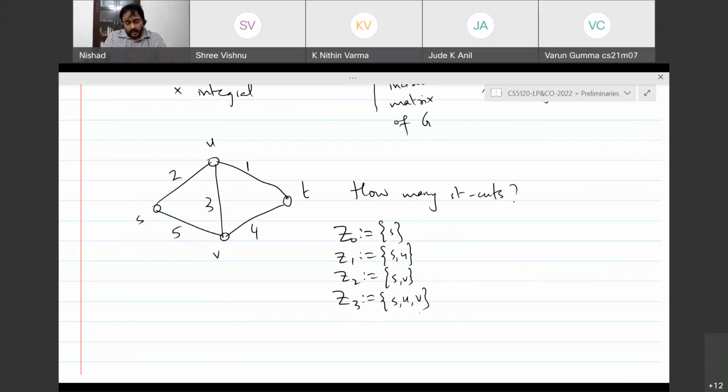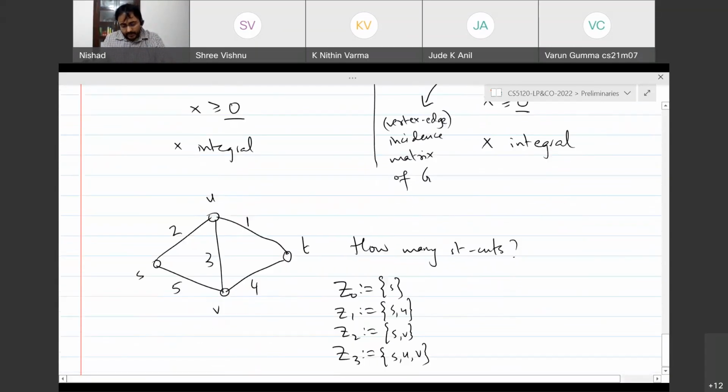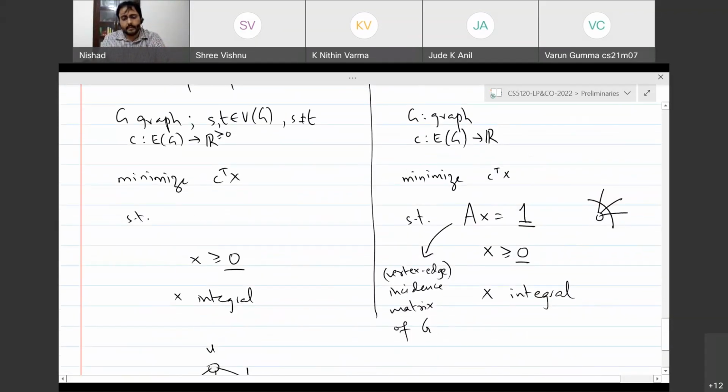Okay. So in particular, we want to have the ST cuts. For each ST cut, we are going to have one constraint, right? So in this case, the partial of Z0 is all the edges leaving S, so that will be SU and SV, right? So we want one constraint for this cut, we want one constraint for the next cut, and so on. Right? So what should our matrix look like?